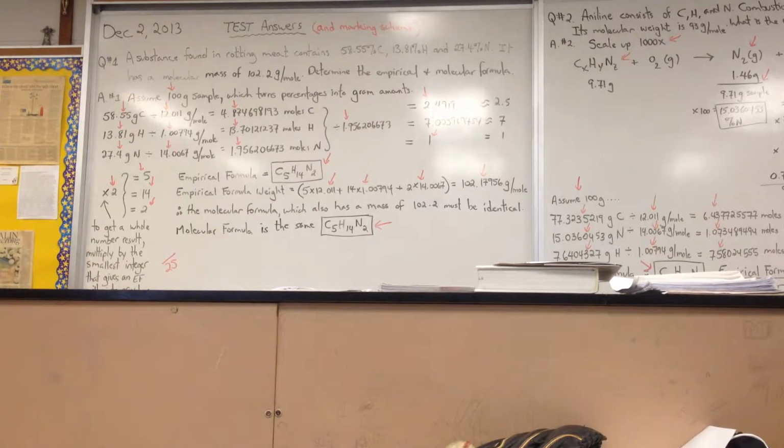The first question says, a substance found in rotting meat contains 58% carbon, 13% hydrogen, and 27% nitrogen. It has a molecular mass of 102. Determine the empirical and molecular formula.